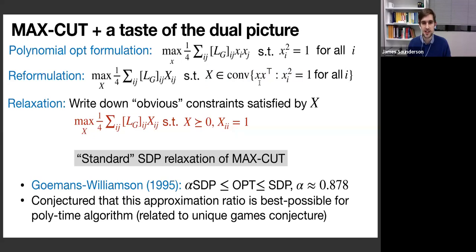And what are the obvious constraints? Well, it's a convex hull of things of the form XX transpose, so these have to be positive semi-definite matrices. And because the variables have to satisfy xi squared equals 1, the diagonal entries of anything of the form XX transpose have to be 1. And so this linear constraint will survive, okay? And so this is the standard SDP relaxation of MaxCut, and it is dual to the thing we wrote on the previous slide with degree 0 multipliers.